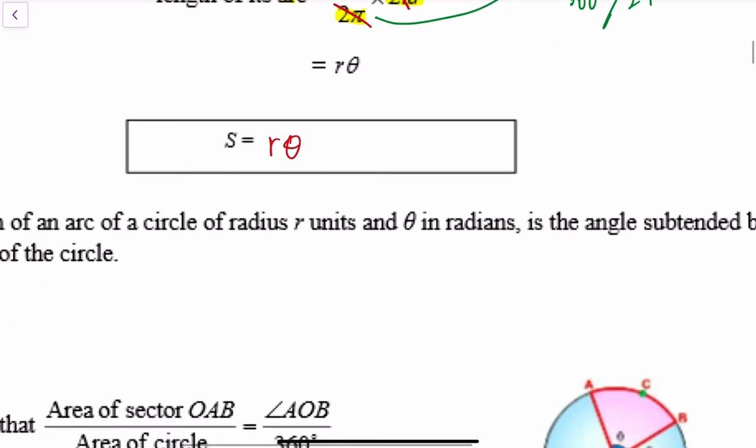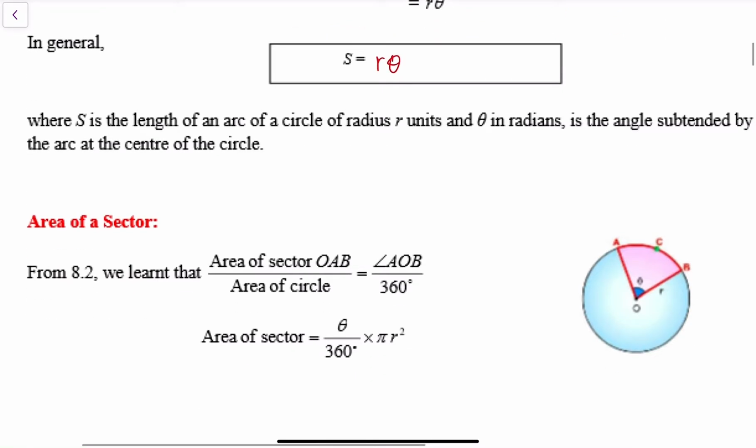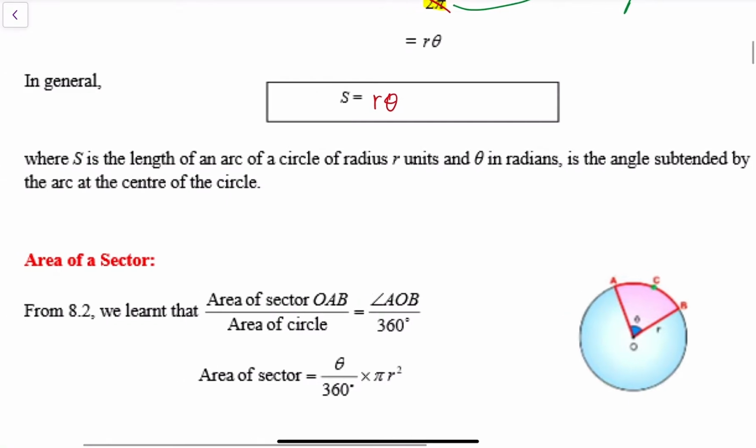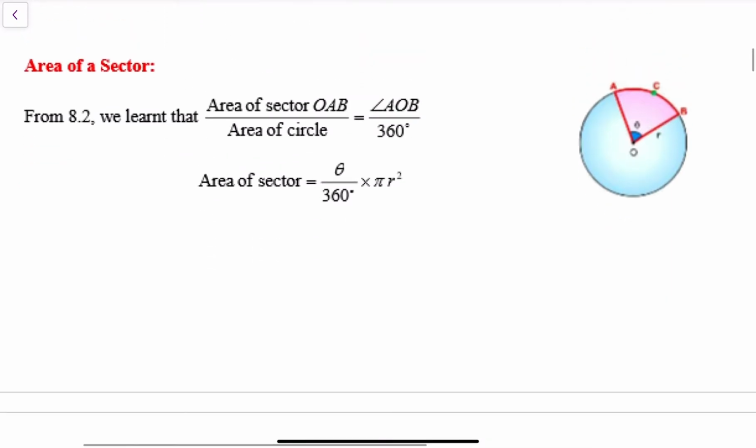Okay, write down this formula. s is equal to r theta, where r is the radius, and theta is in radian unit. Of course, theta is the angle subtended by the arc at the center of the circle, right? And then from 8.2, we have also learned how to calculate the area of a sector.